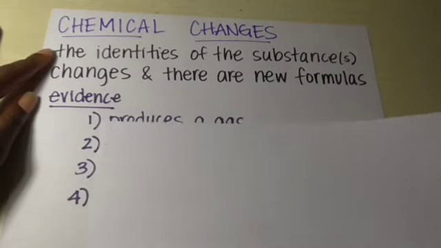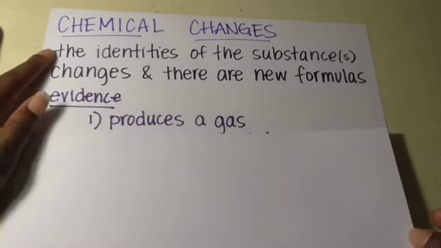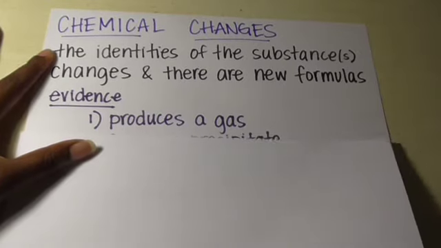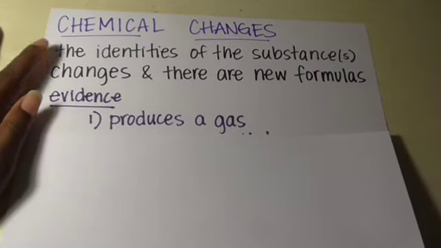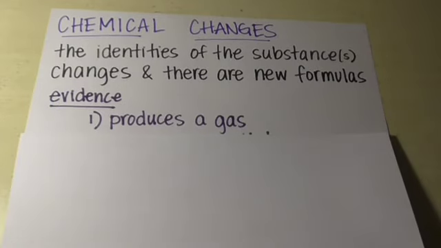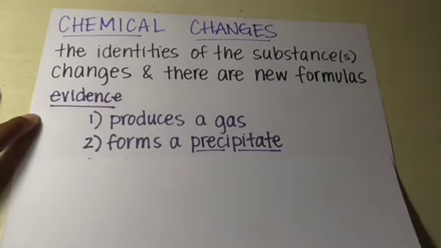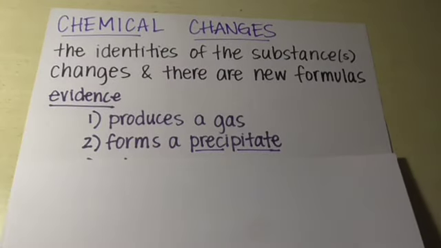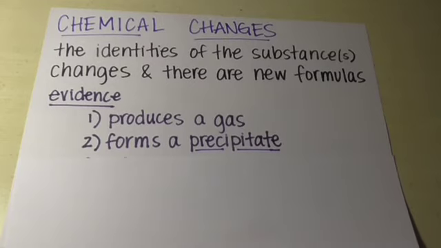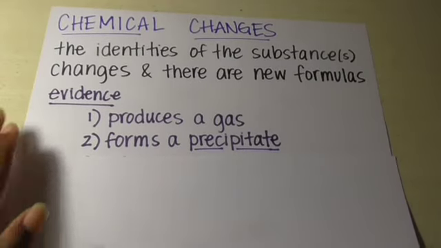Some of the evidence that we have of those changes: first, it produces a gas. When it produces a gas, oftentimes we'll see bubbles. For instance, when you put hydrogen peroxide on a cut and you see bubbles, or when you mix baking soda and vinegar and you see bubbles. That's an example of a chemical change. Second, it forms a precipitate, which is the chemistry word for a solid appearing when you mix two liquids together and suddenly get a solid.